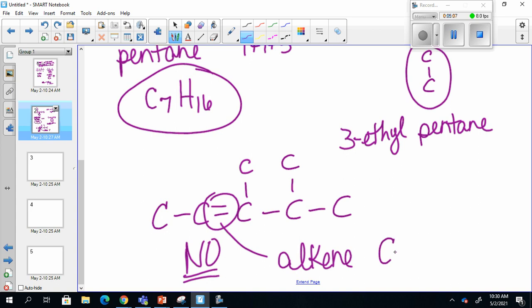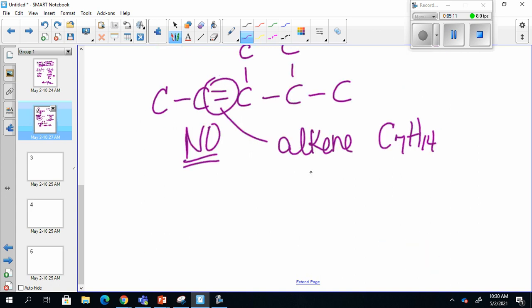This would have the formula C7H14 because all alkenes have CnH2n. So that is a good rule to keep in mind. You can never have a different homologous series of hydrocarbon, meaning an alkane or an alkene or an alkyne. They can't be isomers of each other. So to be an isomer, they have to be in the same homologous series. They have to be the same type of hydrocarbon.